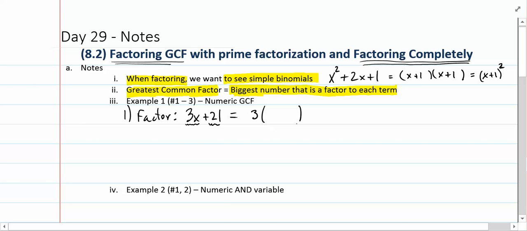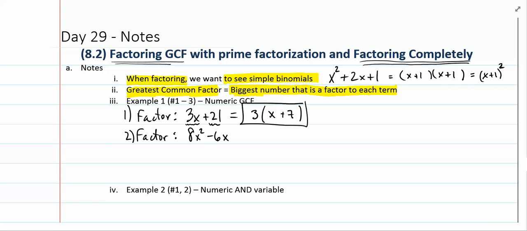And to factor out an object, that's the opposite of multiplying, so we're looking for basically what would multiply by 3 to return us back to this 3x. And so that happens to be an x here, and 3 times what equals 21? Well, that's a positive 7. So to factor 3x plus 21, we would show the answer 3 times x plus 7.